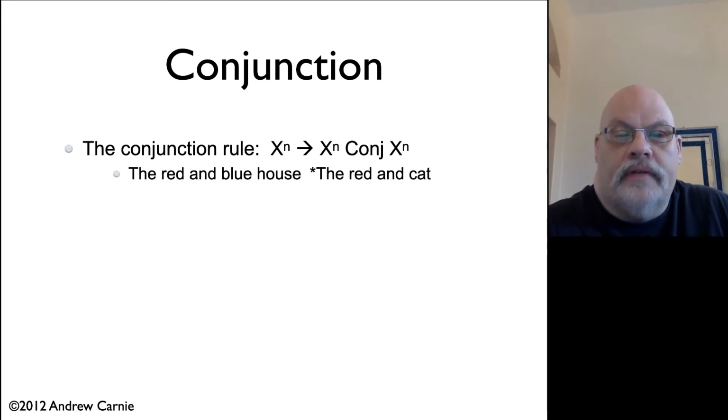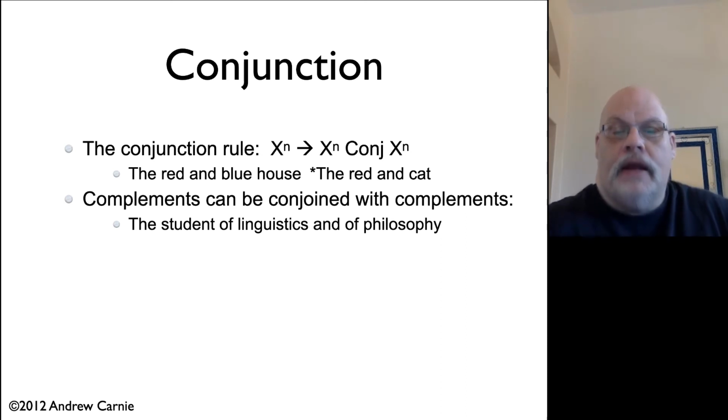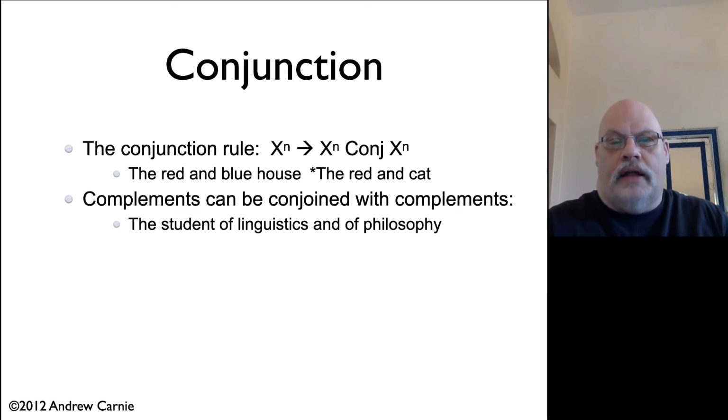And what we find is that this rule does seem to be correct. You can conjoin like things. So you can conjoin two adjectives. You can say the red and blue house, but you can't conjoin an adjective and a noun, for example. The red and cat is terrible. So what we find, as I said before, is that complements can be conjoined with complements. So you can say the student of linguistics and of philosophy. Note, by the way, that this does not violate our condition that you can only have one complement. Because what you've done here is you've taken two complements, conjoined them together, and made them into a single thing. And that single thing is the complement of student.